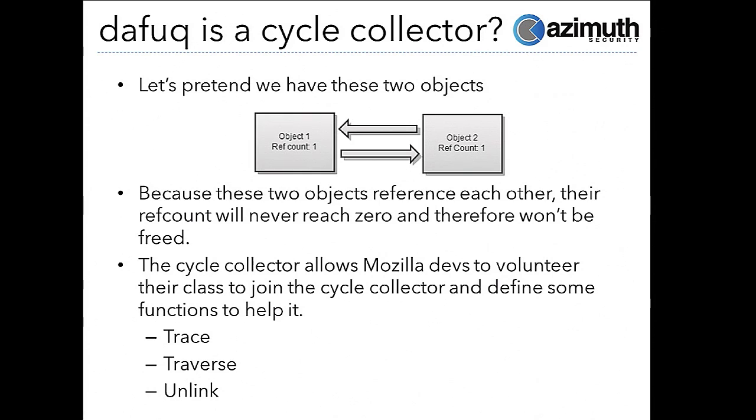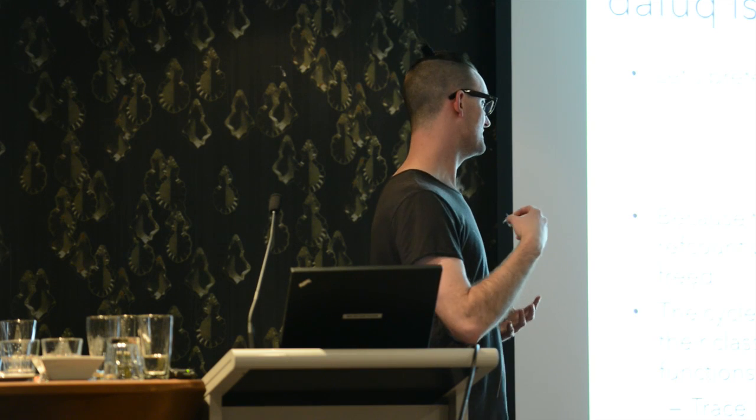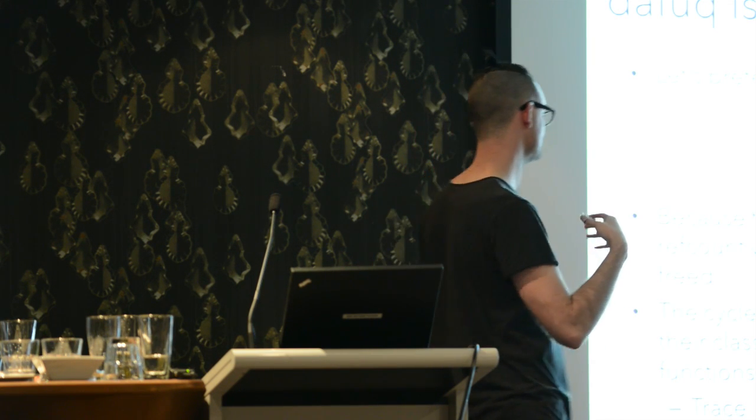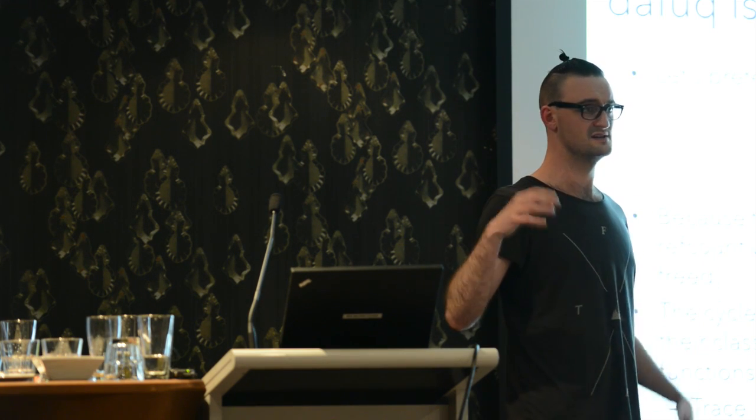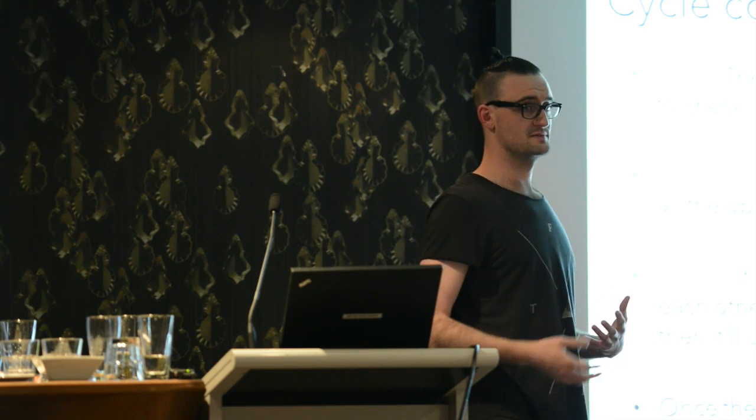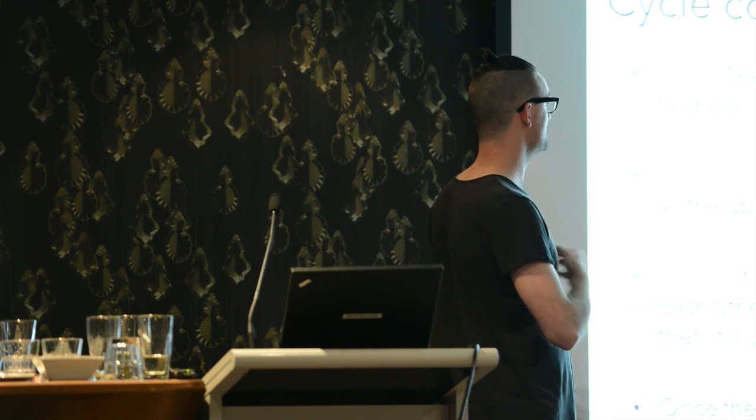So the Mozilla devs made the cycle collector, where classes can volunteer, going, hey, I might have a cyclical reference, or have that possibility, and they can volunteer their classes to join that. Then they hash define a bunch of functions, and they add things we have to traverse and trace for these particular objects, and when they do have a cycle, they can then unlink them. So we'll talk about some of the helpers. There are other helpers and other functions, but these are particularly pertinent to what we're talking about here.